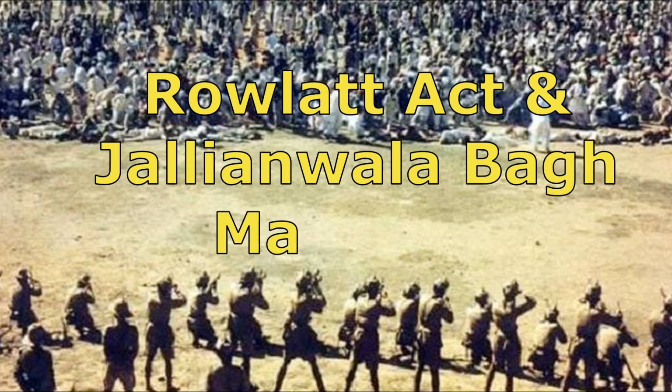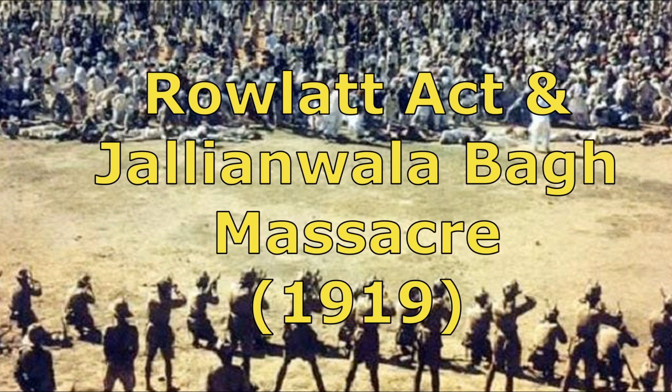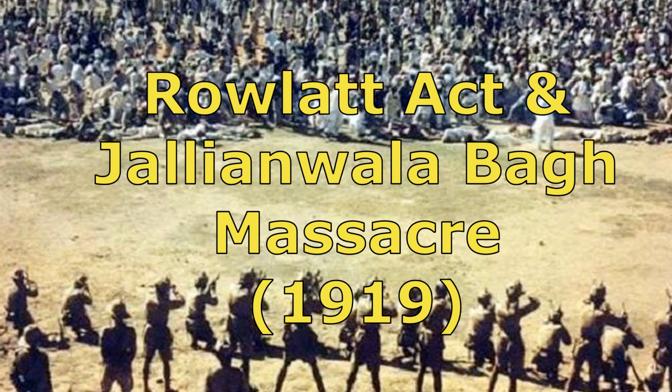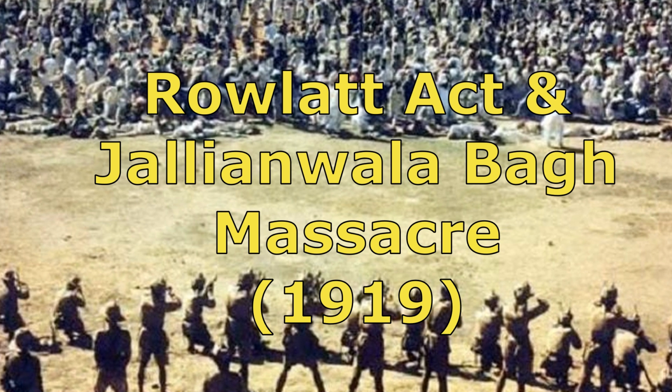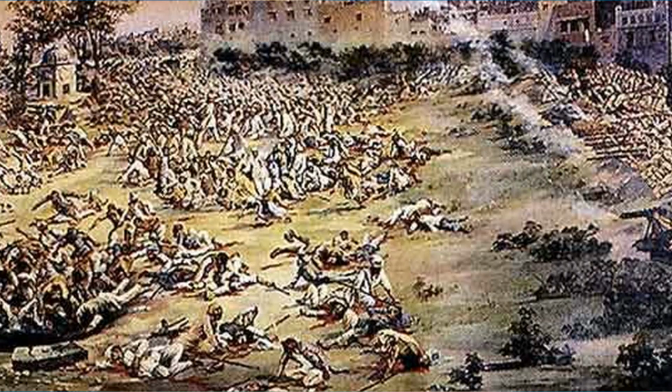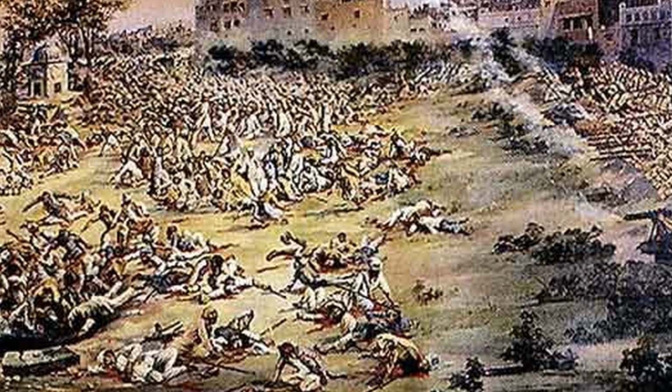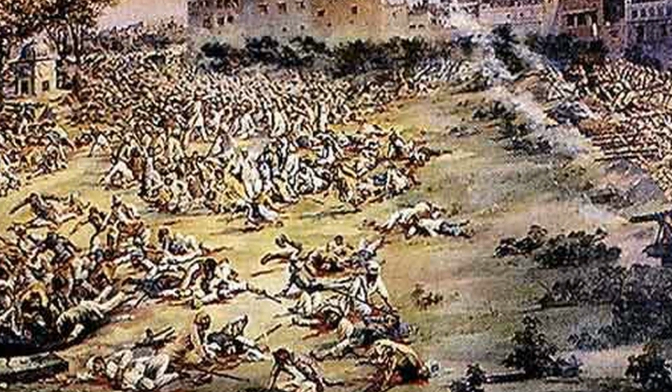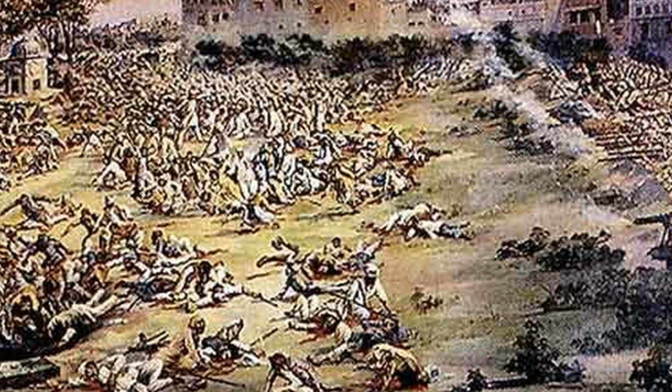The Rowlatt Act allowed the British to detain suspects without trial, leading to widespread anger in India. In April 1919, British troops under General Dyer opened fire on unarmed protesters in Amritsar, killing hundreds in what became known as the Jallianwala Bagh massacre. This event galvanized Indian opposition to British rule.